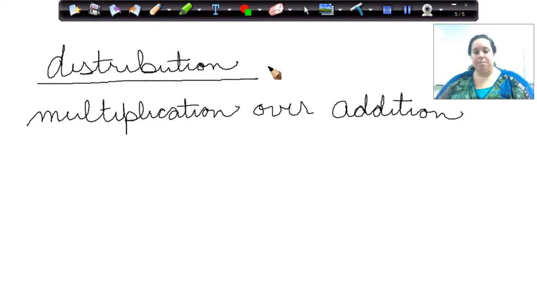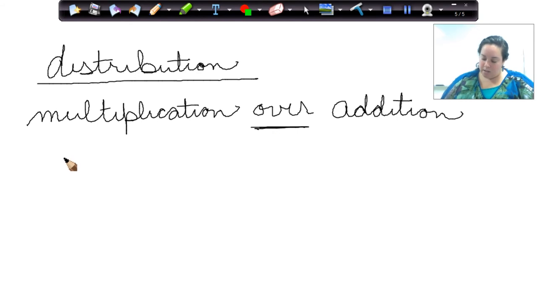Distribution. Okay, this is probably the one that you know the best. We use it all the time. Notice that distribution is not a property just of addition or just of multiplication. This is a property of multiplication over addition. So this property involves both at the same time. So this is the property. I know you're familiar with it.